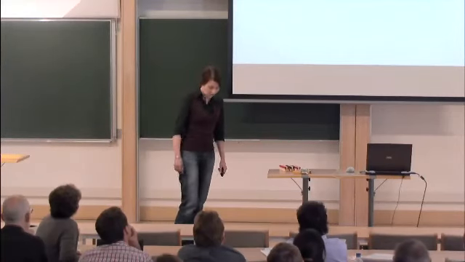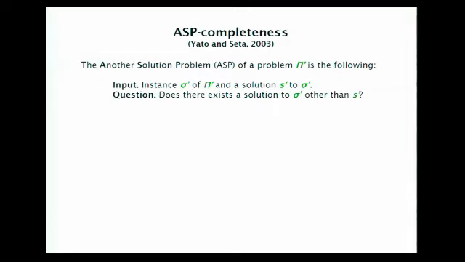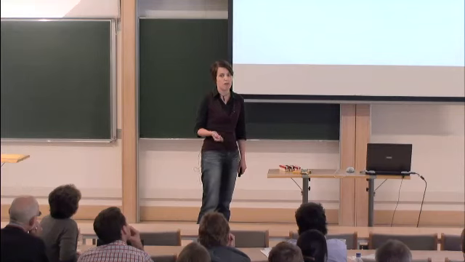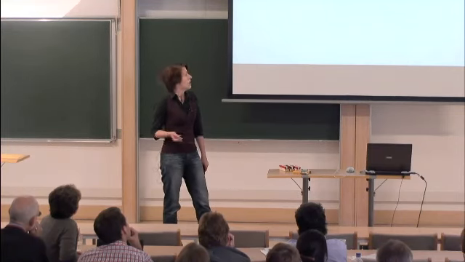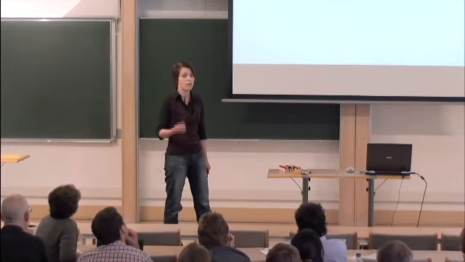First of all, we had a look at the ASP-completeness framework developed by Yato and Seta in 2003. ASP stands for another solution problem. Basically every decision problem Π is associated with another solution problem. The instance to such a problem is: you're given an instance of your decision problem, and you're also given a solution to that instance. Then the question you want to answer is, does there exist a solution other than the one you're given? This is, in fact, the same flavor as the Quartet challenge star is phrased, because we want to know, is there another tree?